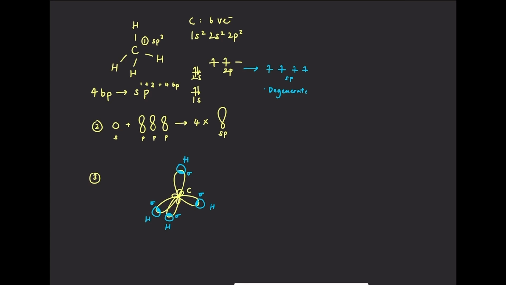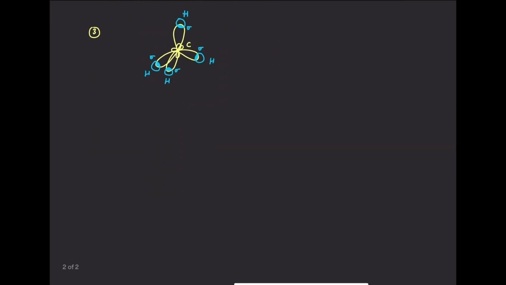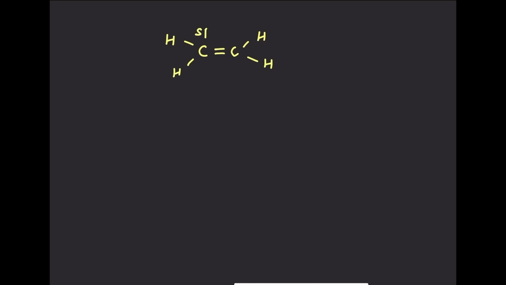Let's apply these same steps for another molecule. Let's look at ethene, for example. This is what ethene looks like. Step 1 is to identify our type of hybridization. Here we have 3 bond pairs about this carbon, so we know that it's going to be sp2 hybridized. And this carbon is going to be sp2 hybridized as well, which means one s orbital combines with 2 p orbitals to form 3 sp2 hybrid orbitals.